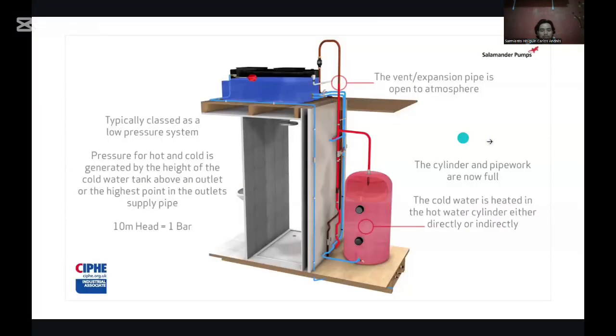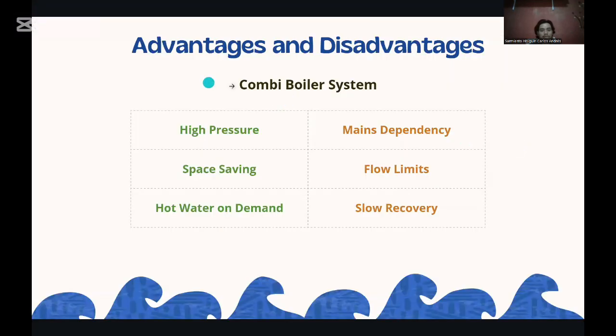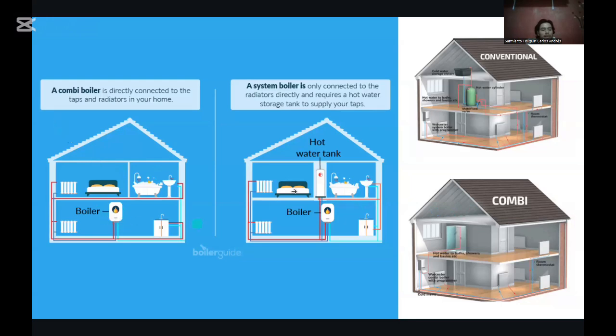We have the images of the system. And we continue with the combi boiler system. This works with high pressure. It saves space and also heats water according to demand. But this system has mains dependency, and it has flow limits if all the outlets are working, so it depends on the demand. It also has a slow recovery, depending on whether the combi boiler is smaller or bigger.